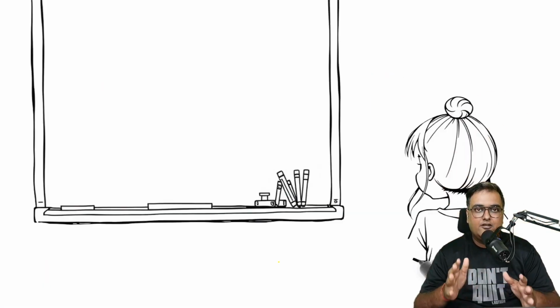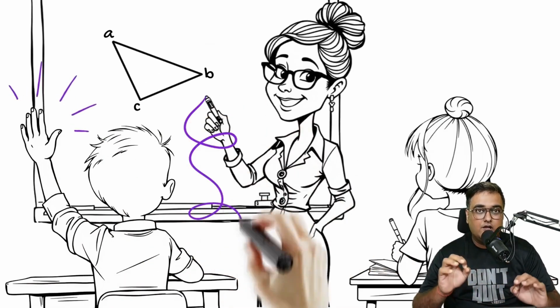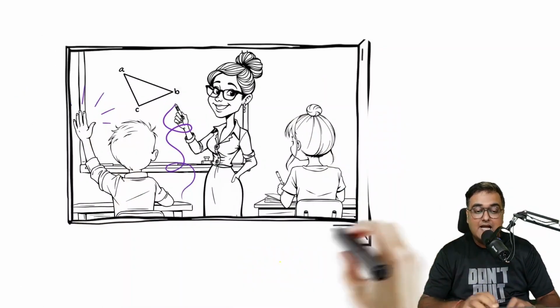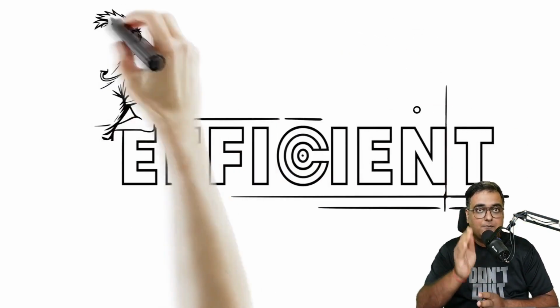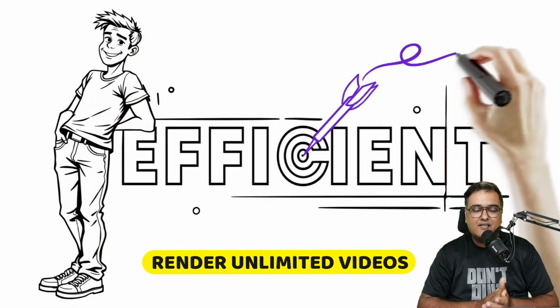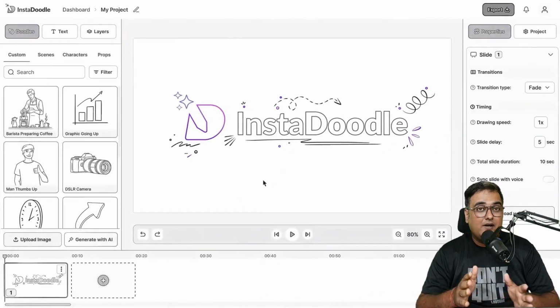So in a nutshell, InstaDoodle is a cloud-based doodle creation software that can help you to create doodle videos without any expertise. It can all be done even if you are a beginner, and there is nothing to install. The best part, InstaDoodle comes with unlimited video rendering at a one-time small price. Now that being said, it comes loaded with a ton of features.